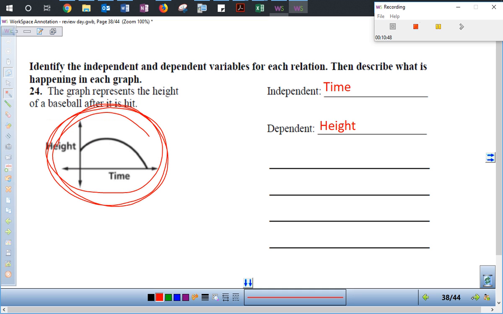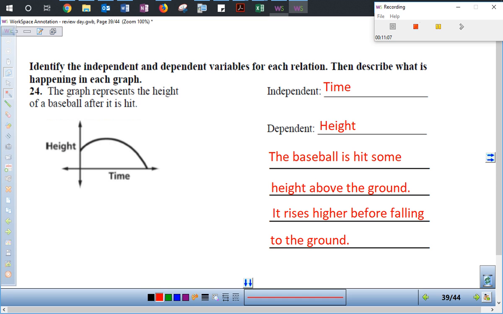Okay, now this is actually open to interpretation, but here's kind of what I'm looking for on problems like this on the test. I started by saying the baseball is hit some height above the ground. We don't know how tall or how high it is off the ground, but I know that it wasn't on the ground when it was hit. So the baseball is hit some height above the ground. Then it rises higher before it falls back to the ground. That's all I'm looking for. Be descriptive. Describe what's happening in the graph.